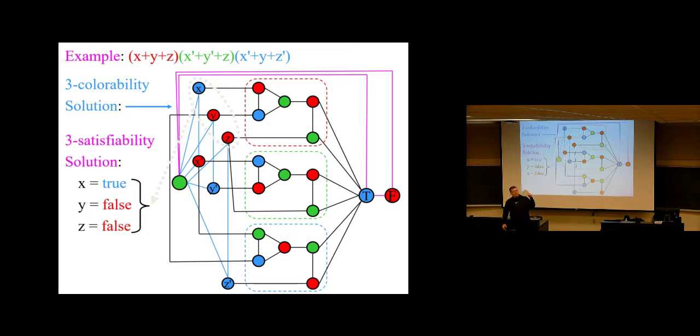Bottom line is, if you have a solver for graph colorability, even just 3-colorability, not any old colorability, where 3 colors suffice, this construction will enable you to solve arbitrary SAT instances in polynomial time, assuming that the graph colorability subroutine works in polynomial time too, because this transformation is polynomial. In fact, it's not just any old polynomial.